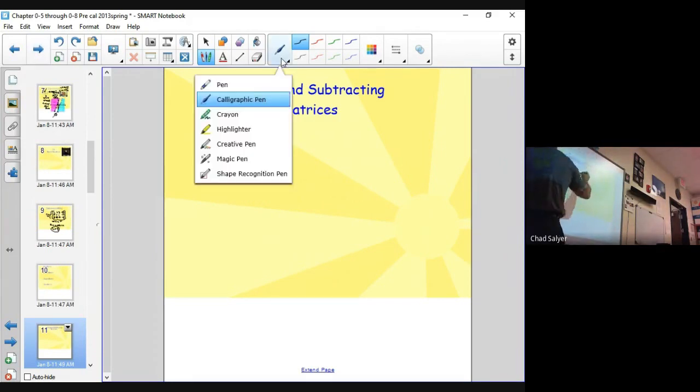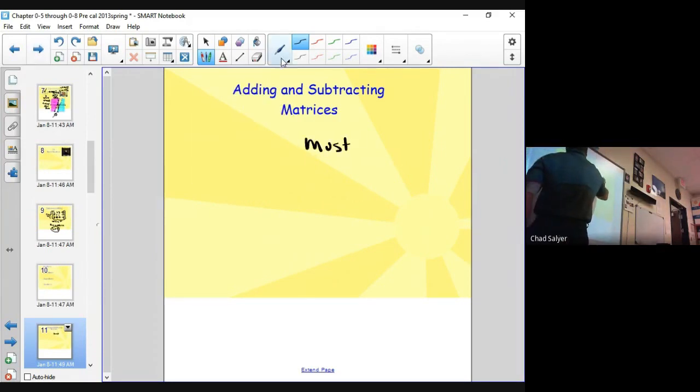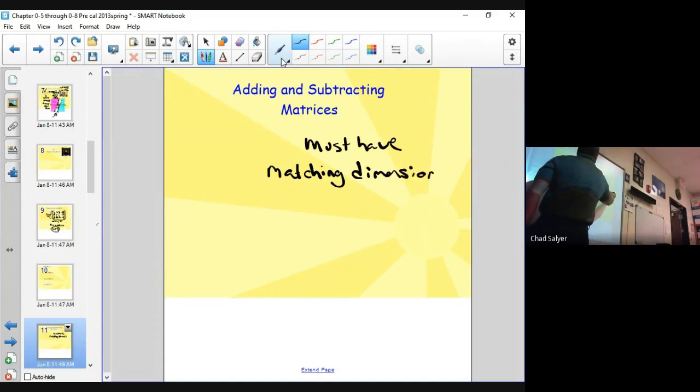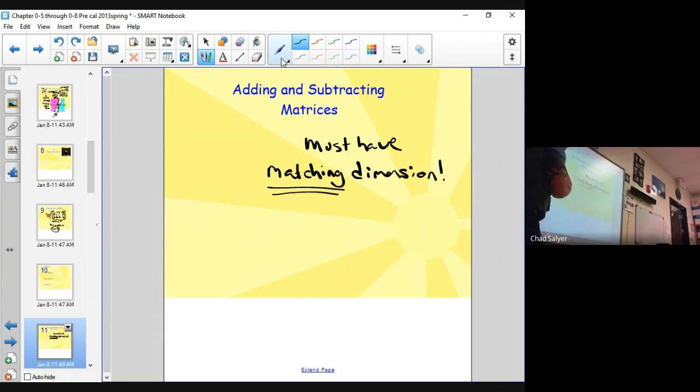Adding and subtracting matrices, they must have matching dimension, or the sum or difference is not valid. So they have to be exactly the same number of rows, exactly the same number of columns. Otherwise, you cannot add or subtract.